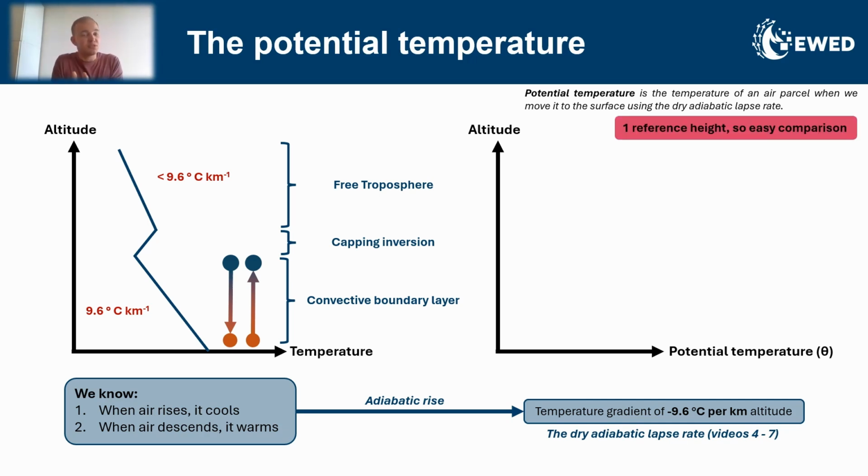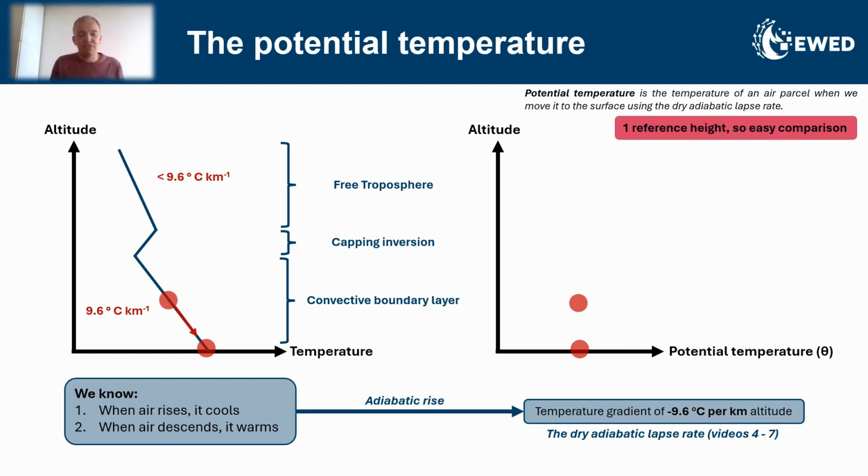And the reason we do this, by the way, is because now we get one reference height, the surface. If we translate all temperatures to a surface temperature, we can much easier compare them with each other. And in the next slides, I will show you how. But now let's first try to deduce the vertical profile of the potential temperature. So at the surface, the temperature will be the potential temperature because it's already at the surface. We don't have to move it.